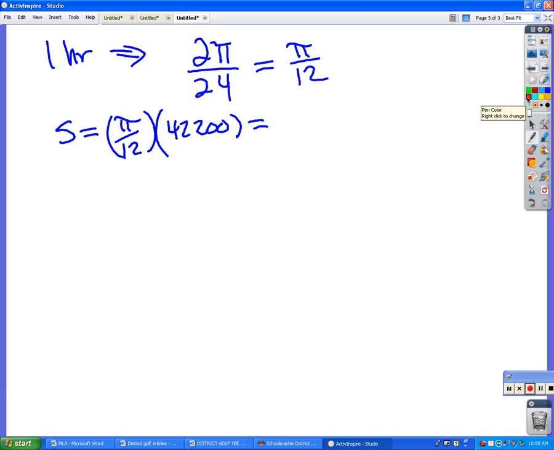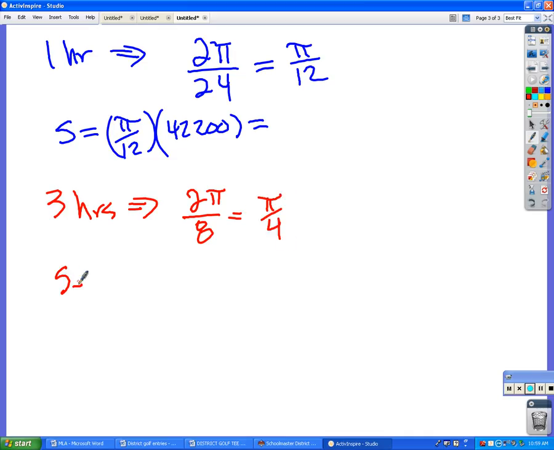How about in 3 hours? Here's your chance to shine again. If it takes 24 hours to go all the way around, which is 2 pi, what will the angle be for 3 hours? Divided by 8. Yes, it will go 1/8 of the way around the Earth, which reduces to pi over 4. So to figure out that distance, you go pi over 4 times 42,200. I don't know what that is, but you can figure it out.